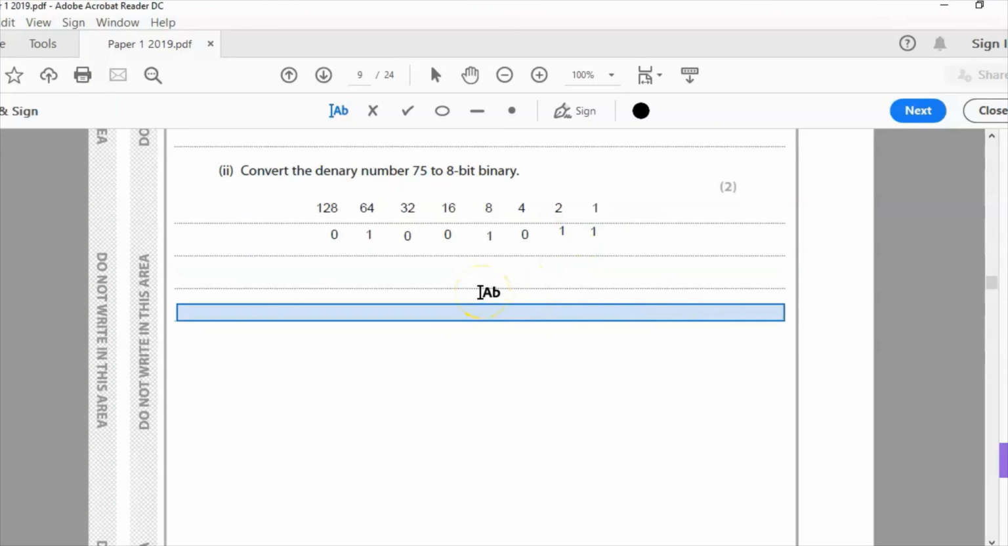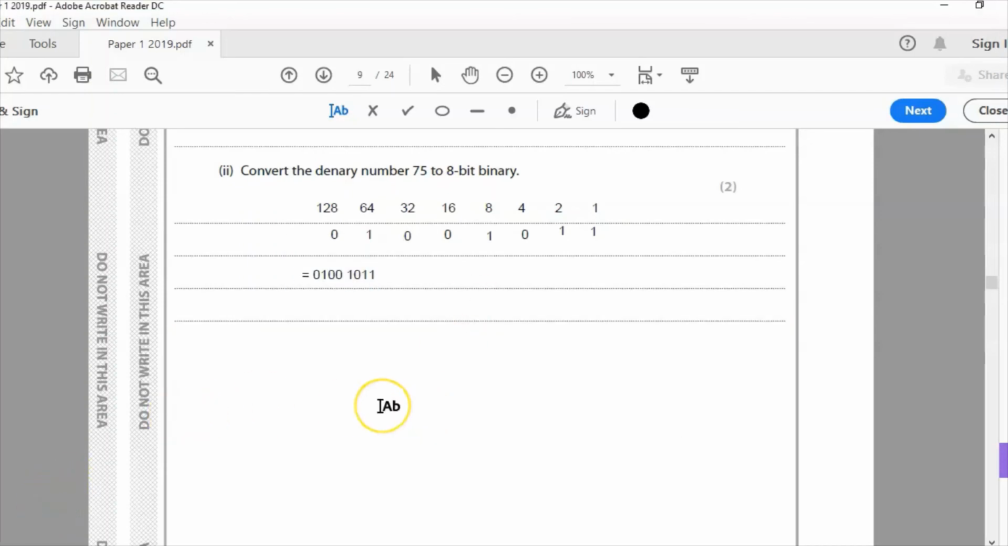So the 8-bit binary answer is 01001011, because if I add all those ones up together, 1 plus 2 plus 8 plus 64 gives me 75. And as you know, we like to make things easy for the examiner. They've got hundreds and hundreds of these papers to mark. I've written out the bit pattern there, the 8-bit binary 01001011, for the examiner to make it really, really clear that I've done that question.